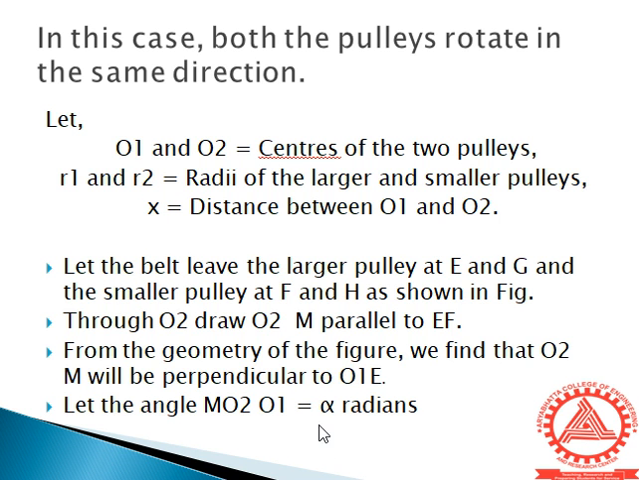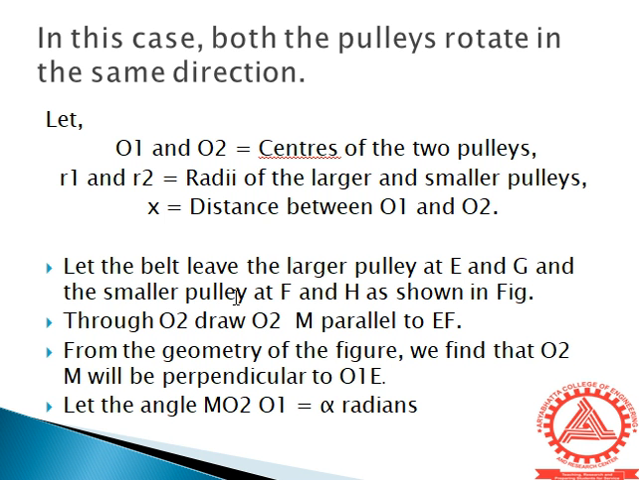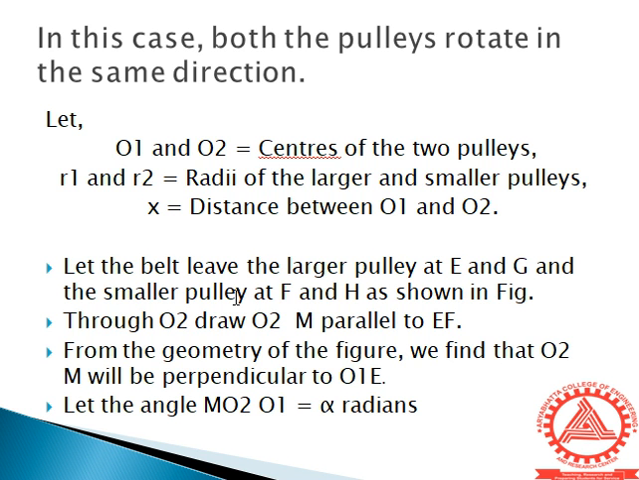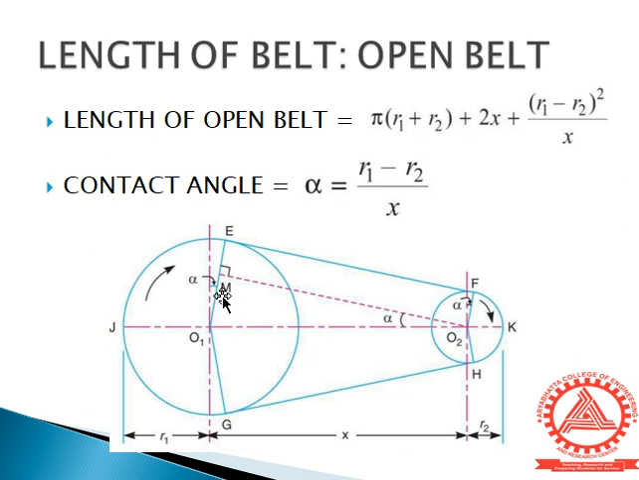From the geometry of the figure, we can find out that O2M will be perpendicular to O1E. And you can see the angle subtending here, in the triangle O2 O1 M, where alpha is the angle subtended here.